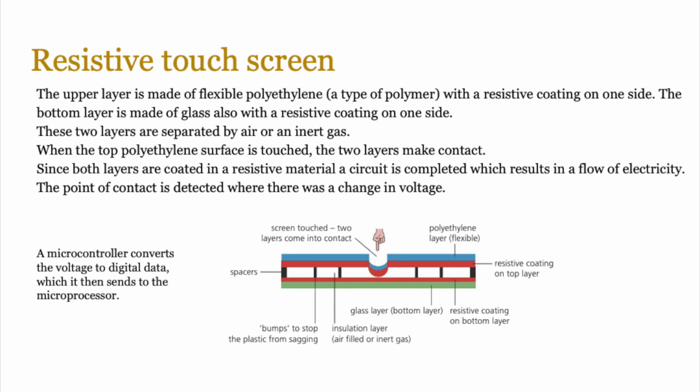So what happens is current flows from top to the bottom layer, and that's basically where you can pick things up. Now there's an image on screen that kind of illustrates all of that with the various different parts. You don't really need to go into that much level of detail for the exam. All you need to know is two layers, put pressure, makes contact, electric current is generated, and point of contact is detected. A microcontroller converts the voltage to digital data, which it then sends to the microprocessor, which then uses that touch data to decide whatever it needs to do.